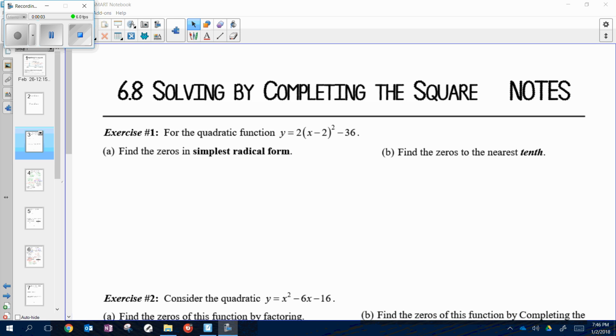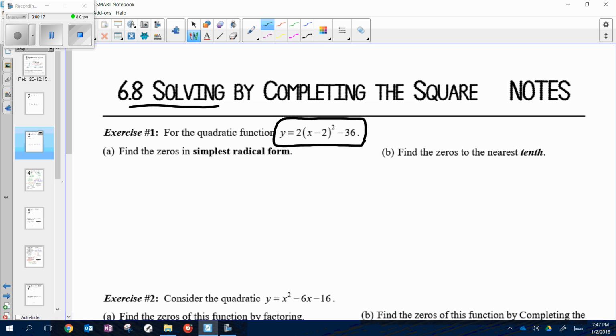Hi everyone, this is lesson video 6.8, solving by completing the square. Back in 6.3, we learned how to complete the square, in case you need to take a look back. When we did that, we ended up with something that looked like this. It was called vertex form, where you could identify the vertex. So we're going to solve, which means we're going to hopefully find two solutions, and we're going to find out where y is equal to 0.